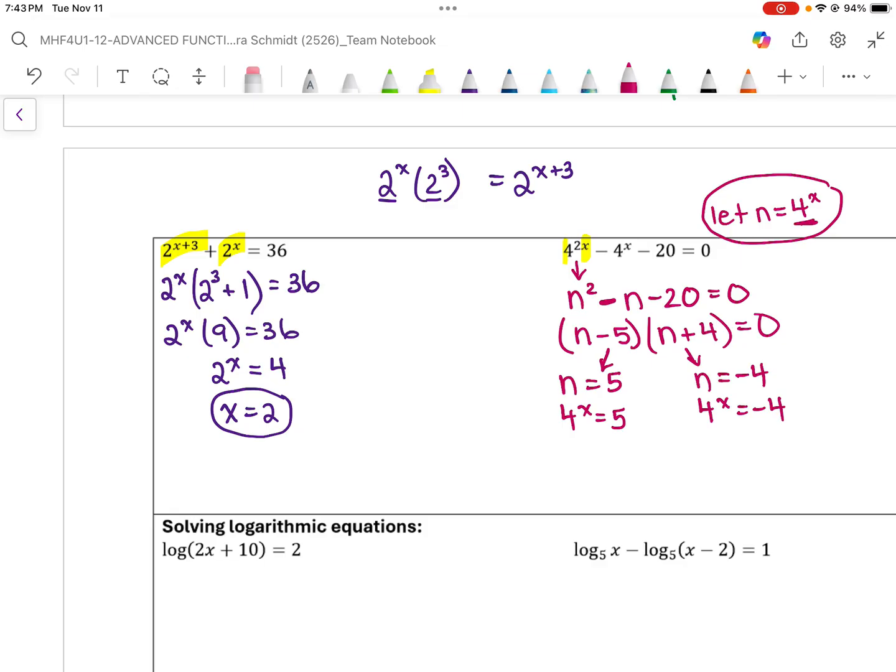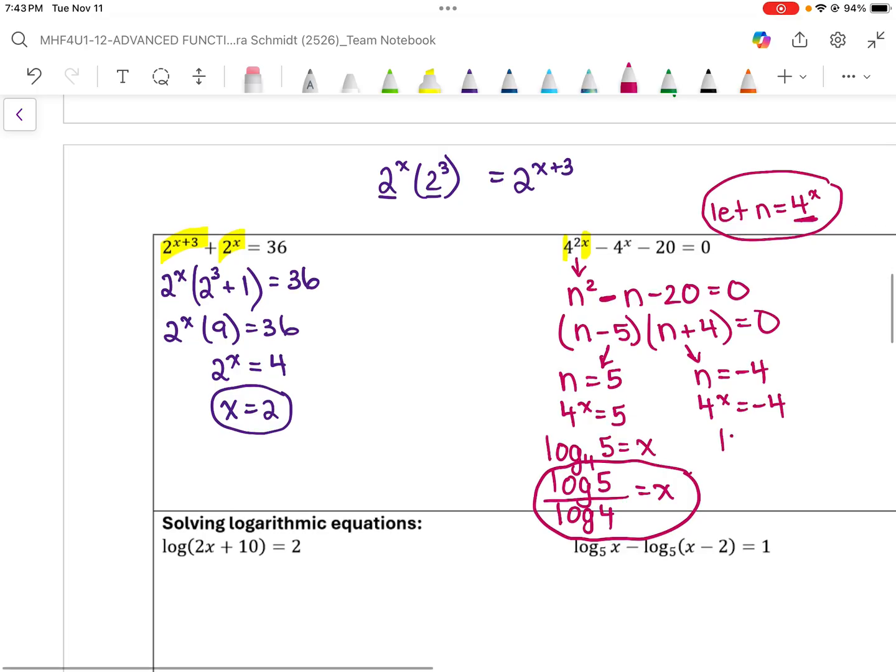So in this case, 4 to the power of x equals 5. I cannot tell what x equals, so I'm going to swap that into logarithmic form. I'm going to say log base 4 of 5 is equal to x. And then I'm going to use a change of base formula. So log 5 divided by log 4 is equal to x. So that's one solution.